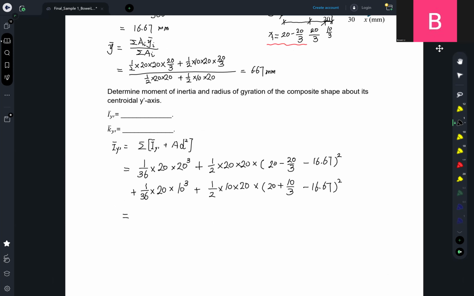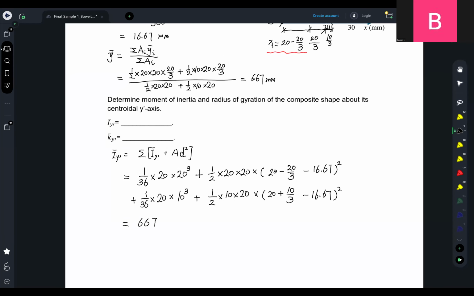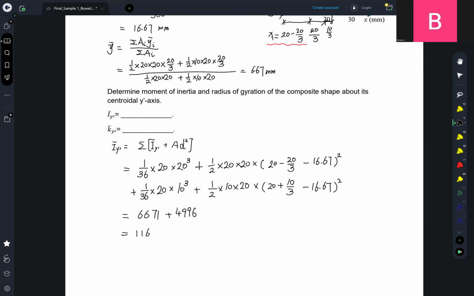So it actually equals, the first part is 6671, the second part is 4996, so we are going to have it equal to 11,667. Be sure to include the unit here, and the unit for moment of inertia is length to the power 4, right? So it is millimeter to the power 4 here.